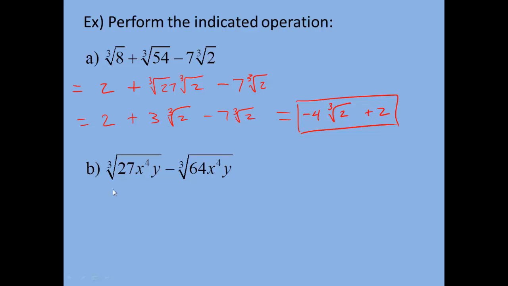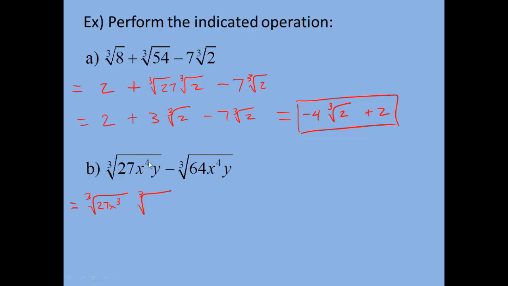Part B here has variables in it, and remember your first step is always to simplify the radicals completely. So we'll do that first. When I'm looking at this and I've got the cubed root of 27x to the 4th y, I'm going to split this up into perfect cube factors and non-perfect cube factors just to start. So 27 is actually a perfect cube in itself. So 27 can be written in the first set of factors, which are all going to be perfect cubes. X to the fourth, the highest perfect cube factor of that would be x to the third.